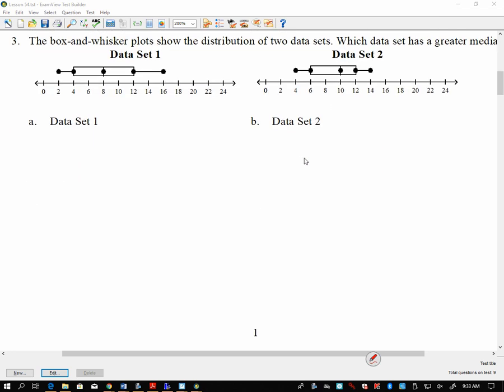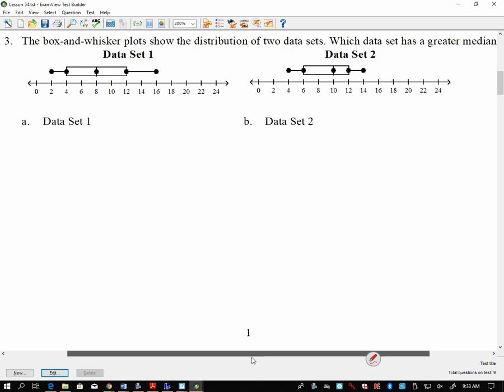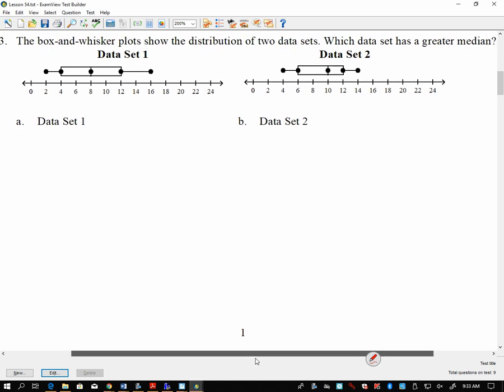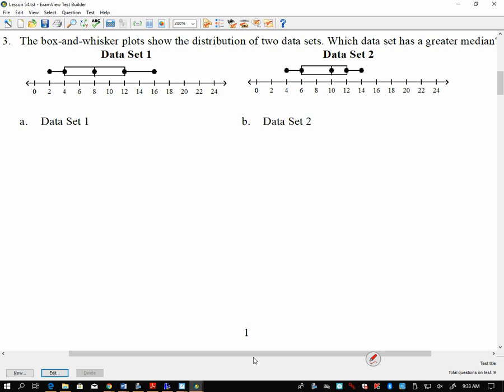It says box and whisker plots show the distribution of 2 data sets. Which data set has a greater median? This one should be really easy to see. All right, which one has the greater median? 1 or 2? 2, right? What's the median in data 2? 10. What was the median in data 1? 8. Okay, so you got B there. Okay, perfect. That was really easy.